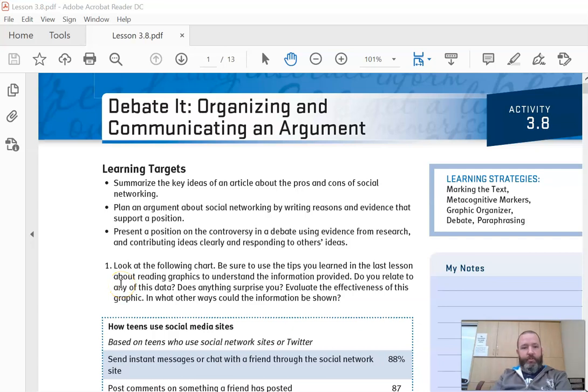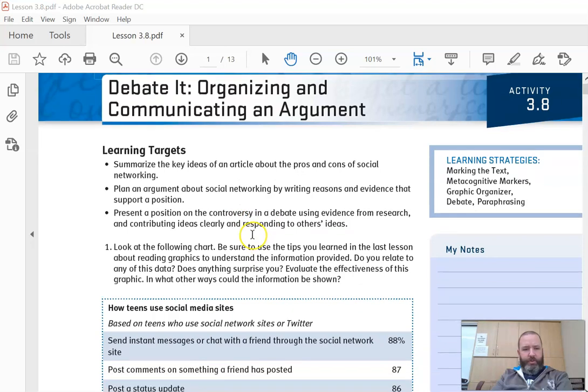All right, today's activity 3.8 is called Debate It, Organizing and Communicating an Argument. So we're going to be looking at some articles about the pros and cons of social networking, and you're going to plan an argument about social networking by writing reasons and evidence that support a position and present a position on the controversy. We're not going to get to the debate part, but we'll do the first two parts.